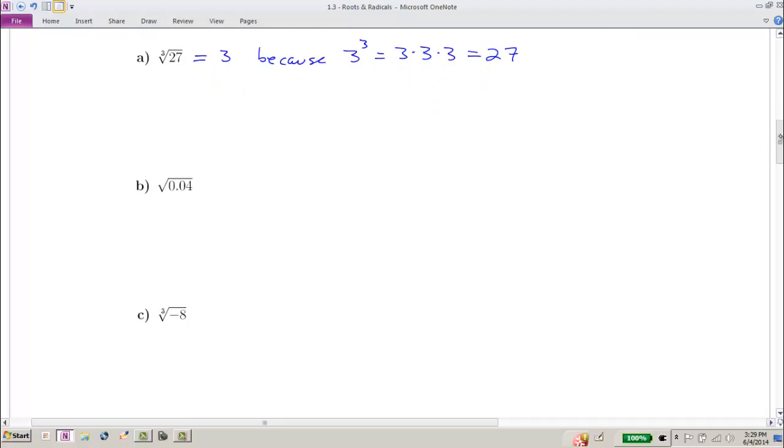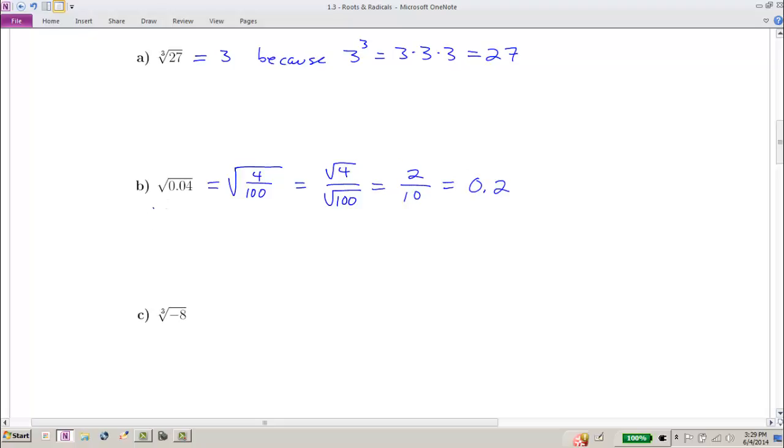In part B, we have a decimal. We've got 0.04. And I find when I'm working with decimals, sometimes it's a little bit easier to see what this root should be if I write it as a fraction. So this is the square root of 4 over 100. And so I could see that this is going to be a perfect square because both 4 and 100 are perfect squares. So we can actually split up a radical over division. This is the square root of 4 over the square root of 100. And we get 2/10, or 0.2.